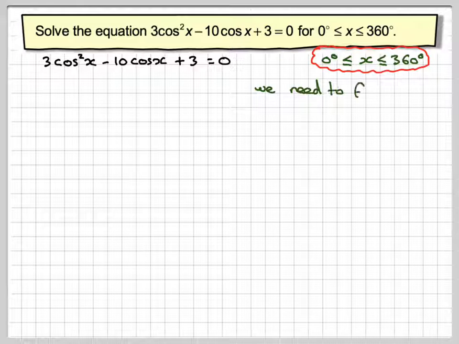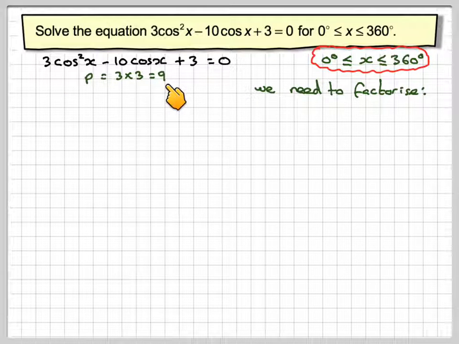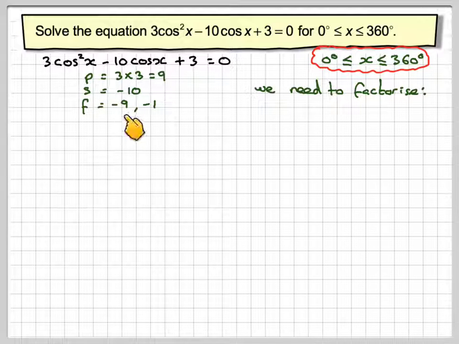Now, one way to factorize it is to say this. The product is 3 times 3. So take that number there and that number there, it gives you 9. And the sum is minus 10. That's the middle number there. You want two numbers which make plus 9 when you multiply them together, but make minus 10 when you add them together. These are called the factors. With a bit of trial and improvement, you will come up with minus 9 and minus 1. Because minus 9 times minus 1 gives me plus 9, that's okay. And then minus 9 plus minus 1 gives me minus 10.